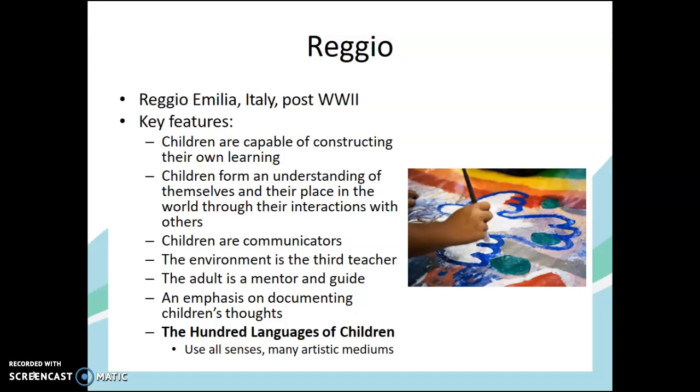And this idea that children are capable of constructing their own learning, that children learn from an understanding of themselves and their place in the world through their interactions with others, that children are communicators and we need to value and respect them as that. They have important things to say. The environment is the third teacher. The adult is a mentor and guide.